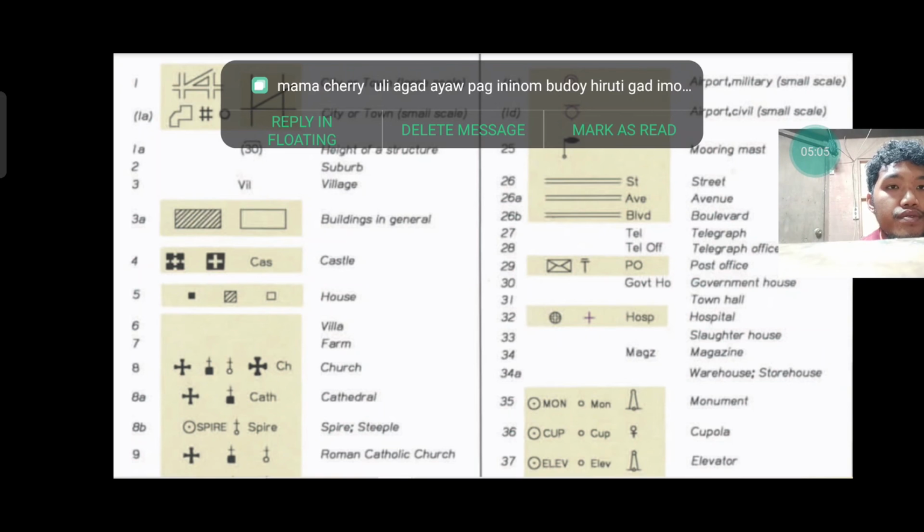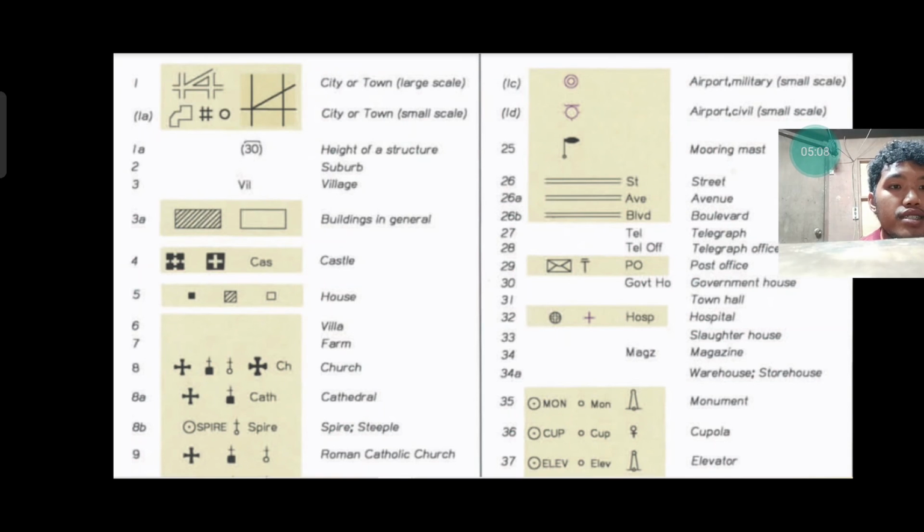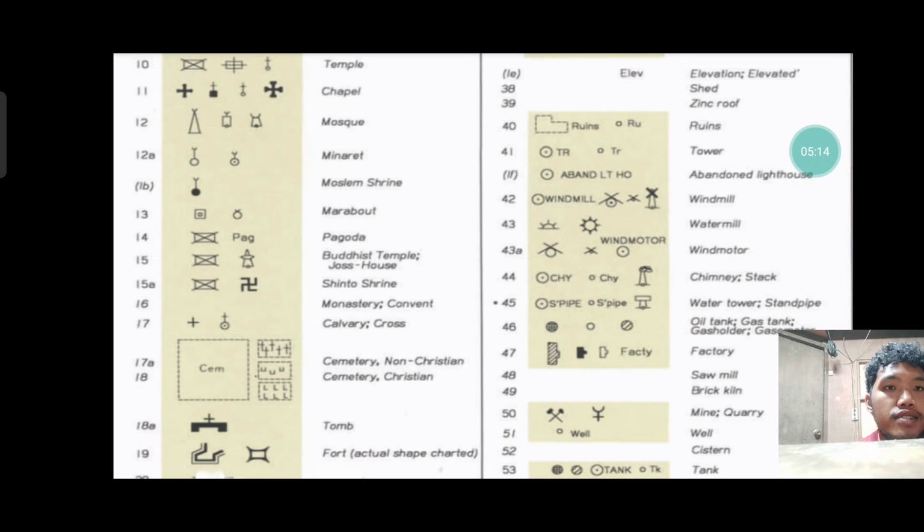warehouse, and then the monument, cupola, and elevator. So next is for the temple, which has the cross and a box. Next, the cross alone is for the chapel. The triangular shape is for the mosque. Next is the minaret. Next symbol is the Muslim shrine. The next is marabout, and then the next is pagoda, whose abbreviation is PAG.